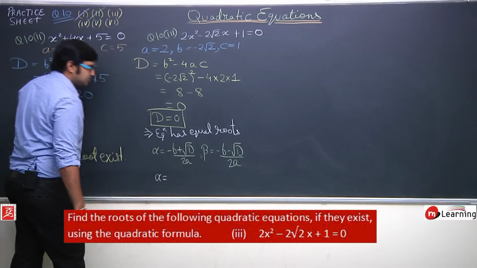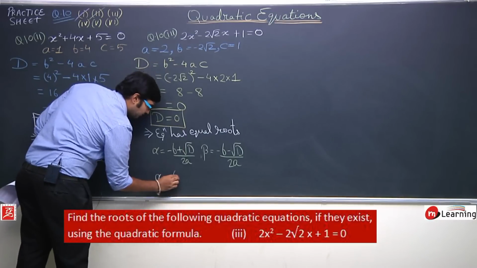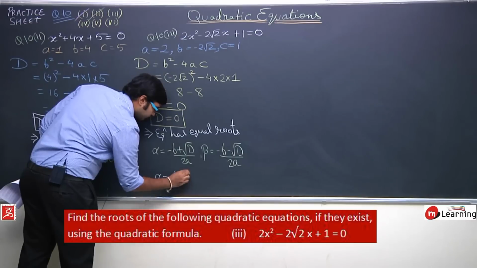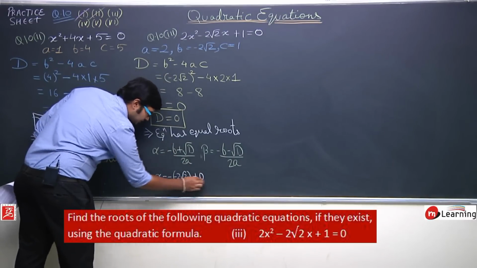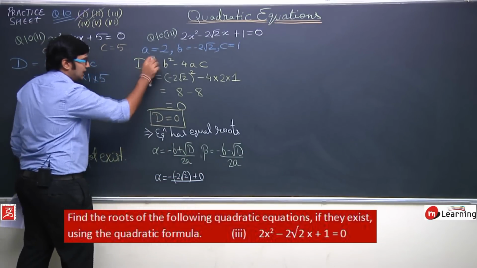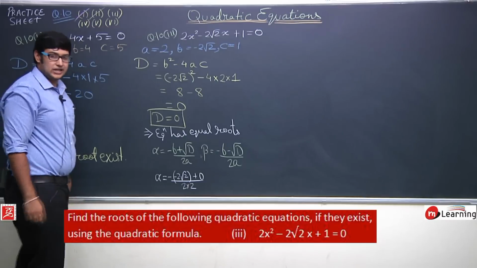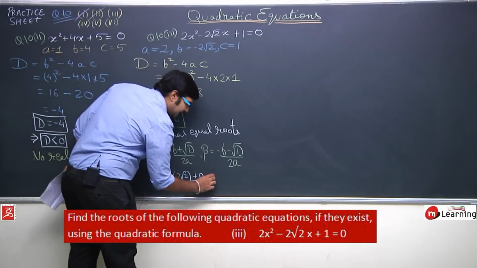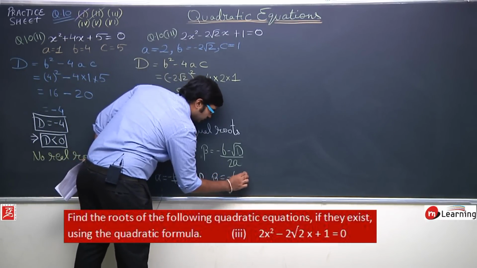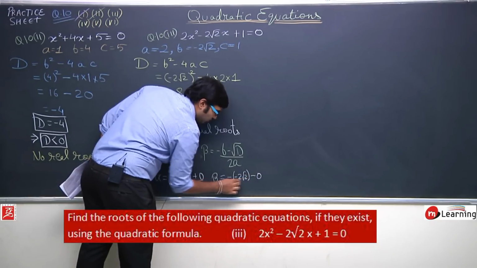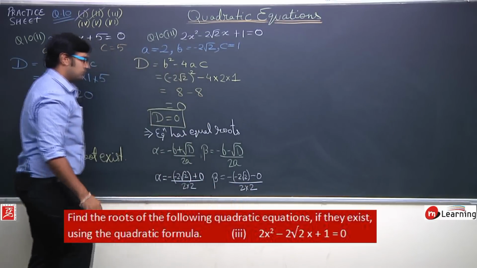What is the value of minus b? Minus b is minus of 2 root 2. So minus of minus 2 root 2 plus 0 upon 2a. A is 2, so it will be 2 into 2. Okay, and what will be the value of beta? Beta is minus of minus 2 root 2 minus 0 divided by 2 into 2.